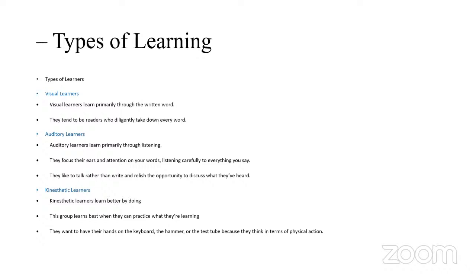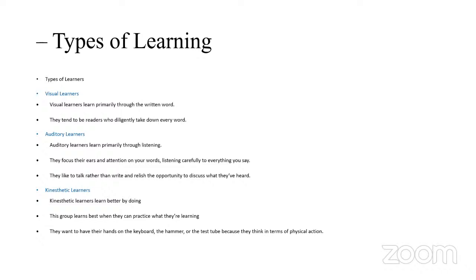Who are auditory learners? Auditory learners learn primarily through listening. I'm sure you all must have come across such students who don't study much, who don't seem to be spending a lot of time with their books and all. But if they listen attentively in the class, they write their exams well, right? So they are examples of auditory learners. How is learning happening in them? It is primarily happening through listening. So these auditory learners focus their ears and attention on words, listening carefully to everything that is being told to them, right? So these people prefer to talk rather than to write, and they like discussing. The more they discuss, the more they absorb the concept.